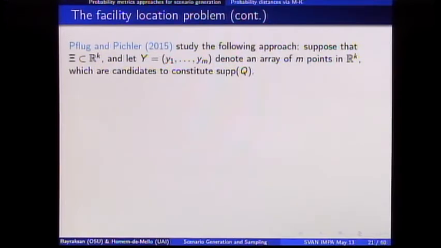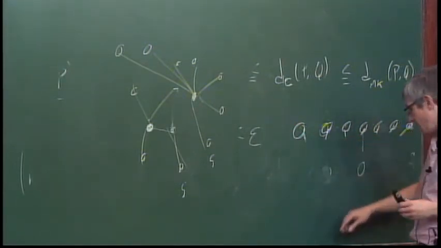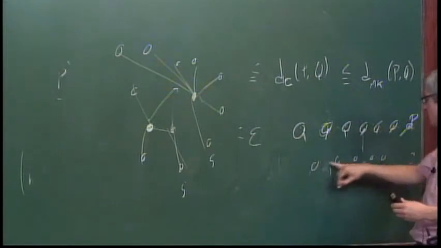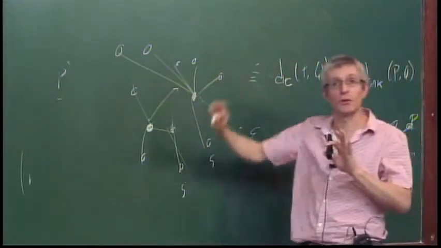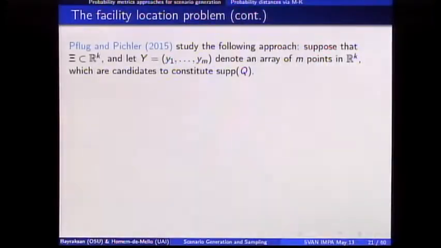Now we are allowing the Y's to be not just a subset. We are allowing the support of Q to be anything. We really want to find what the points, the scenarios, are, not necessarily a subset. So we are outside the combinatorial context. Okay, so how do we find this?